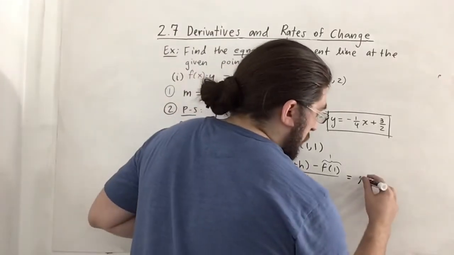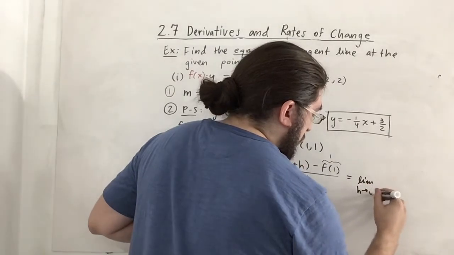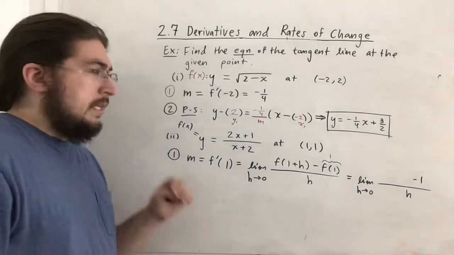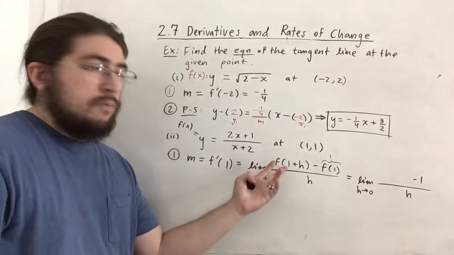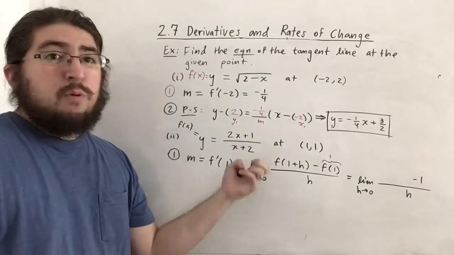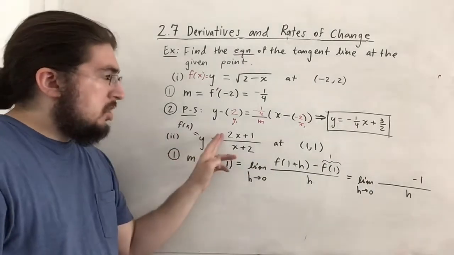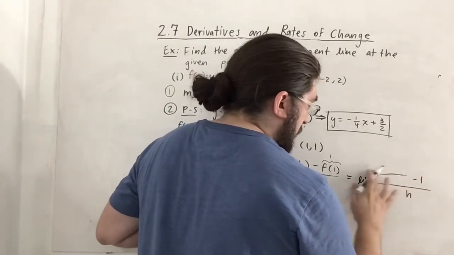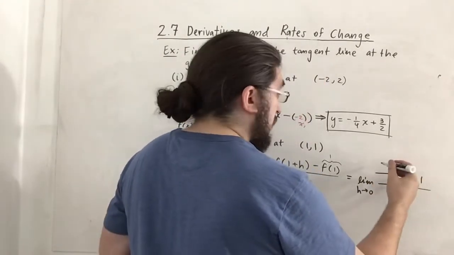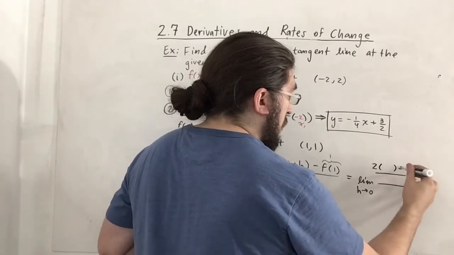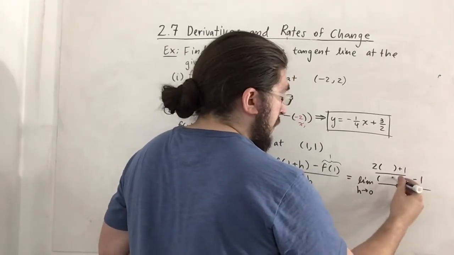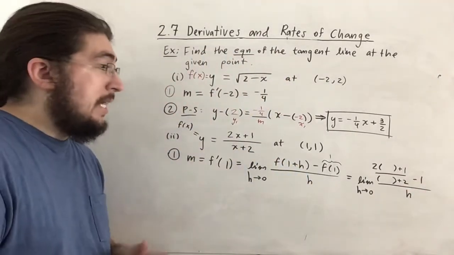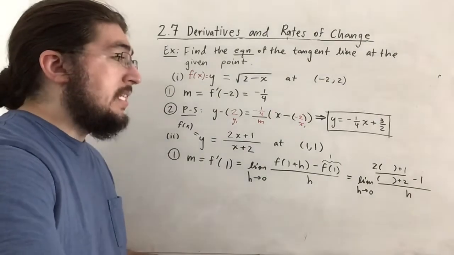So, it's going to look a little crazy, but again, we're still in the limit as h goes to 0. It's all over h. We have minus 1. And now, let's see if we can figure this out. We want our first term here in our numerator to be f of 1 plus h. f of x is 2x plus 1 over x plus 2. So I'm going to write that. You'll see what I mean shortly. So I have 2 times x plus 1 over x plus 2. Now notice, I said this, but every time I said an x, I actually wrote an open parentheses instead.